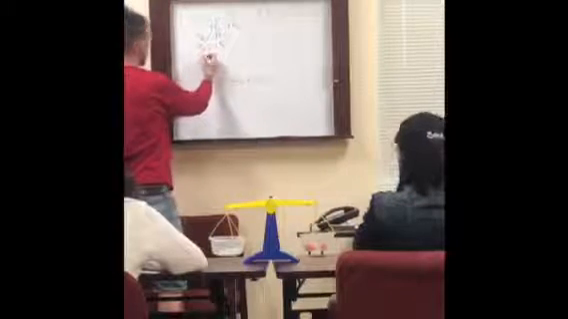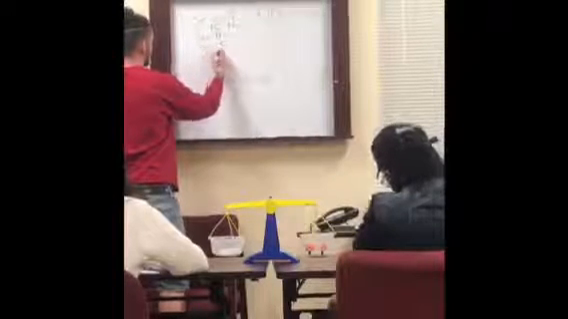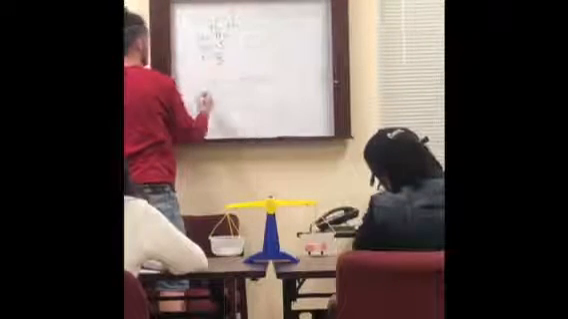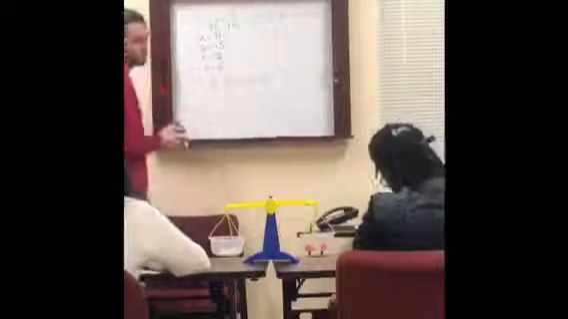Again, we're still trying to isolate the variable. So we're going to go x equals 15 over 3. This time we're going to divide by 3. So it's x equals 5. Everybody see what we did there?